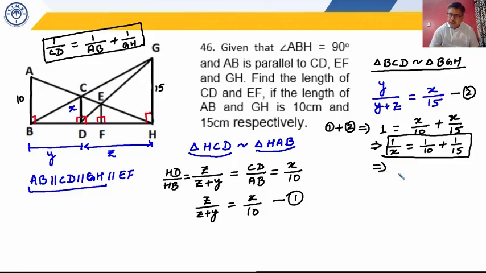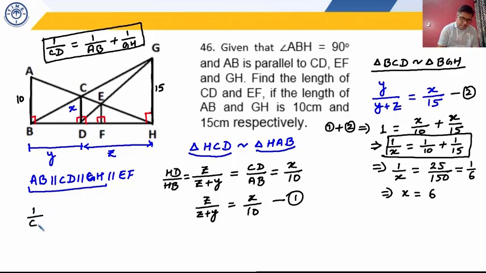So what is x? 1 by x is 25 upon 150, right, is 1 upon 6. So x is equal to 6, is the length of CD. But what is the length of EF? If I extend the same funda over here, can I say 1 by CD plus 1 by GH is equal to 1 by EF?